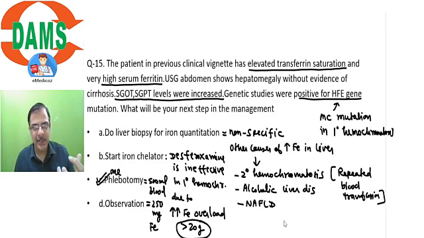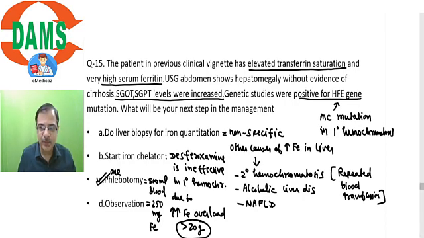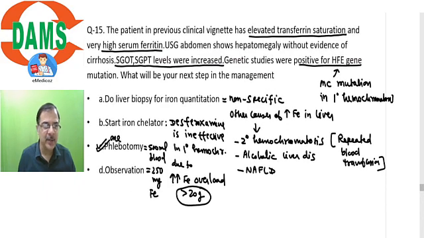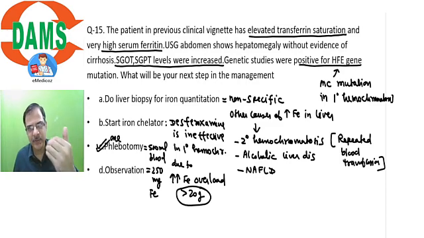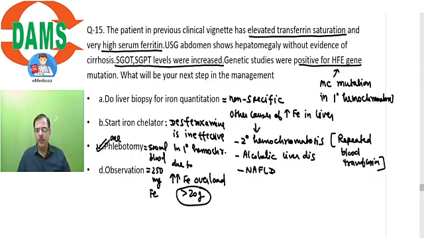The patient is having multiple organ dysfunctions, like heart failure, so there is no role of observation. Indeed, after phlebotomy, the patient's heart failure will improve, and the cardiac condition will improve. If cirrhosis is found in this patient, then we will go for transplant, because of the high risk of cancer in these patients. Now, moving on to the next one.